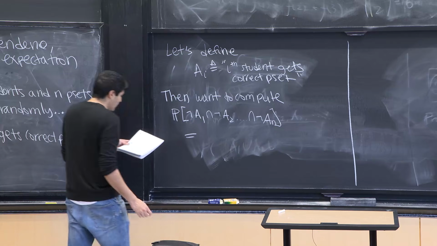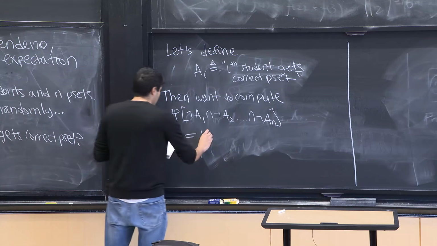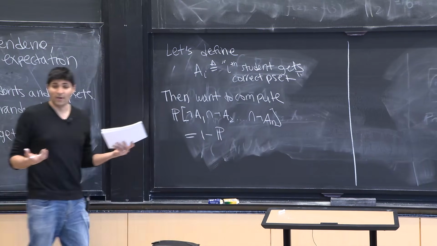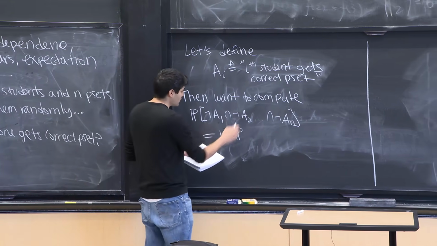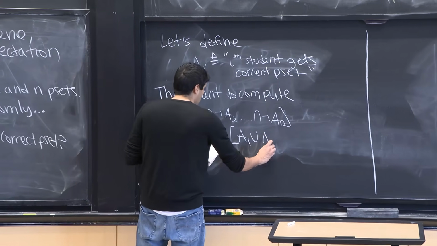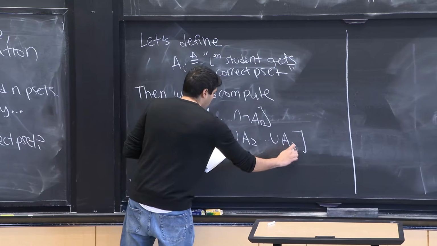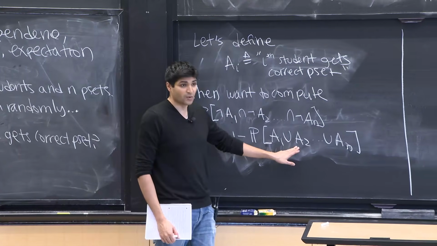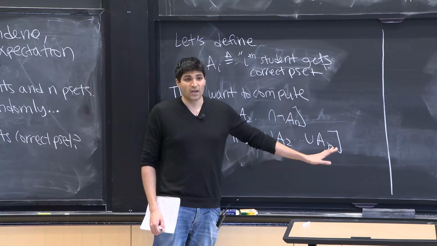Now, we can write this a different way, which will be more convenient for the way that we're going to think about this. This is the same thing as 1 minus the probability that the complement of this event happens. And what is the complement of the event that no student gets their p-set correct is that at least one student gets their correct p-set back. So in particular, we take the union of all of these events. Either the first student gets the correct p-set or the second student or the nth student. So this is really the thing we want to compute today.